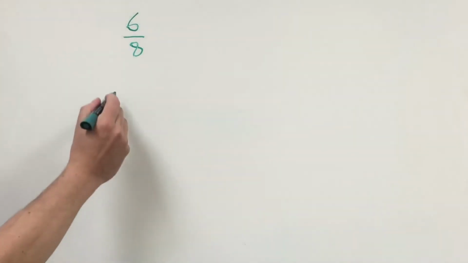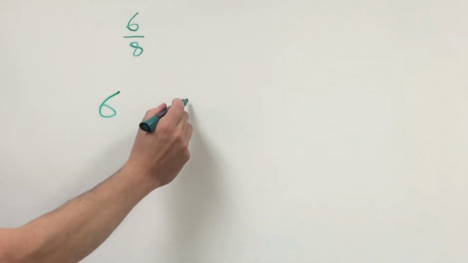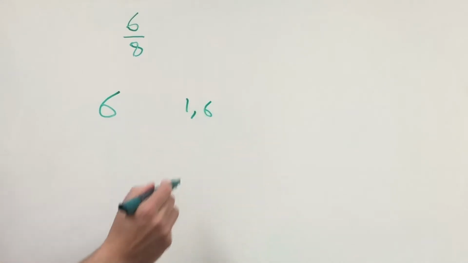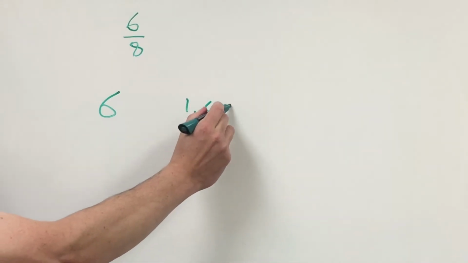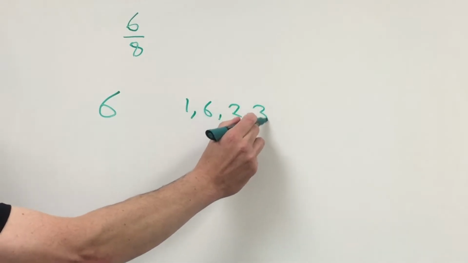A fraction can be simplified if the numerator and denominator have a factor in common, where that factor is greater than 1. The factors of a number are those numbers that can divide evenly into it. That means factors come in pairs, because we can multiply each of the numbers in the pair to get the original number. So for 6, we know that 1 and 6 multiply to get 6, and we also know that 2 and 3 multiply to get 6.